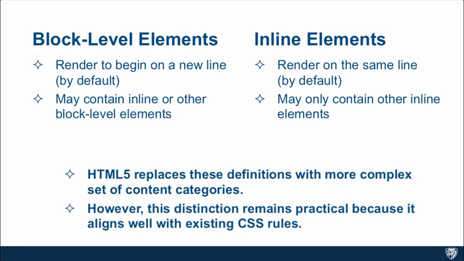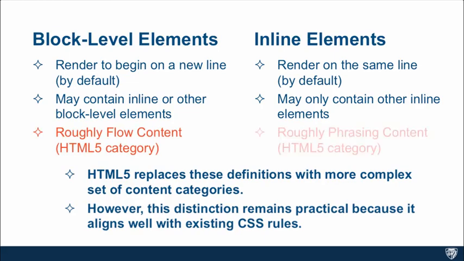So even though HTML5 came up with new content model names and new subcategories, and a new way to break them down, at the end of the day, as far as your coding is concerned, you could still look at all of these as block level elements and inline elements. Obviously, it's a little bit of an oversimplification, but it works. And just to be complete, block level elements roughly translate into the new HTML5 category of flow content, and inline elements roughly translate into the HTML5 category of phrasing content.